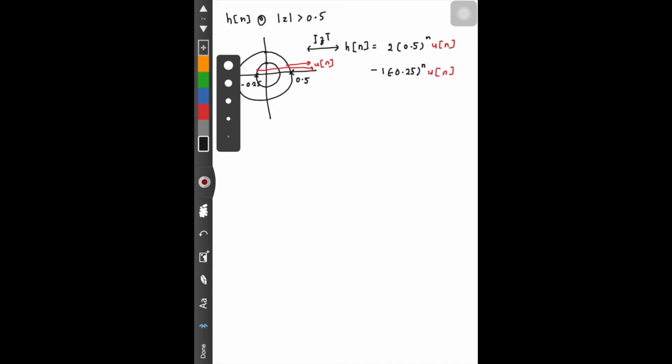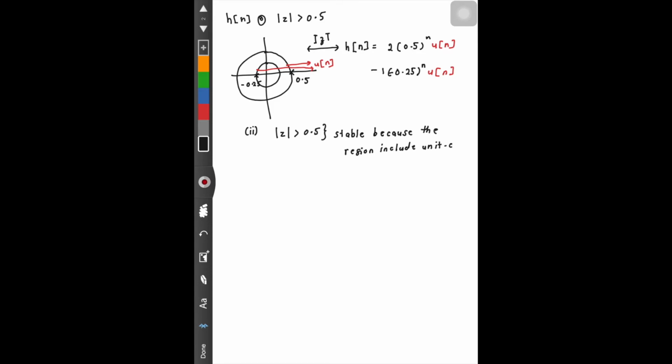For question 3 part 2, the question asks you, is this system stable? So you look at the ROC. The ROC is |z| greater than 0.5. If you look at this region, it is stable because the region includes the unit circle.